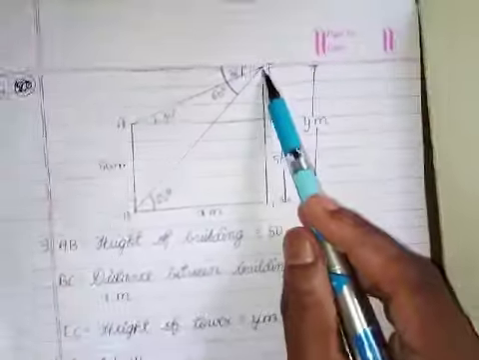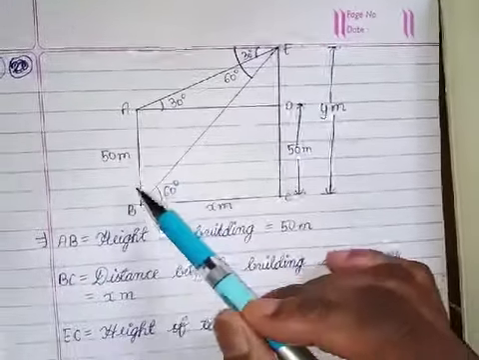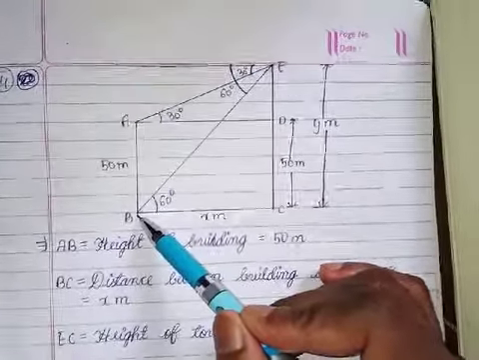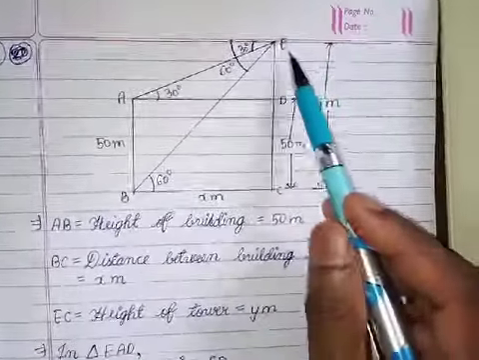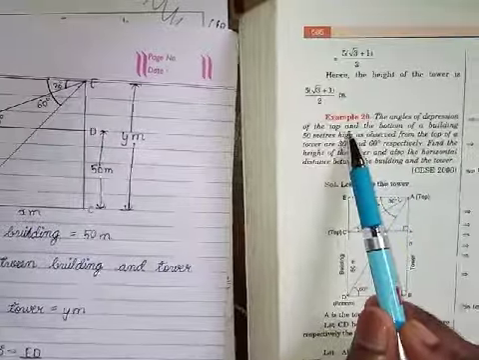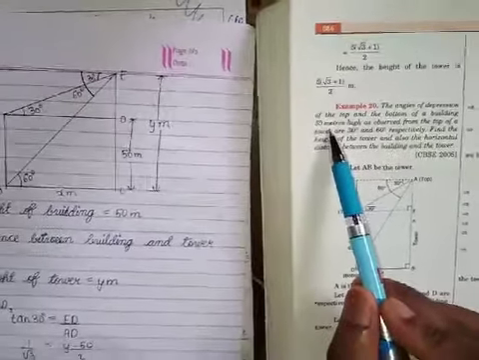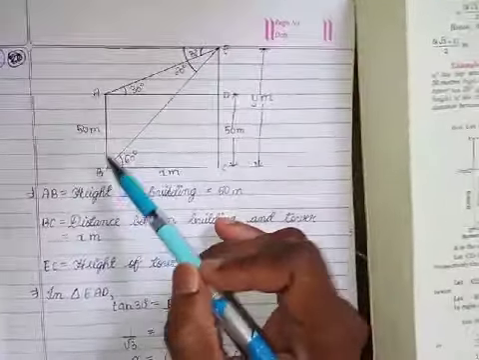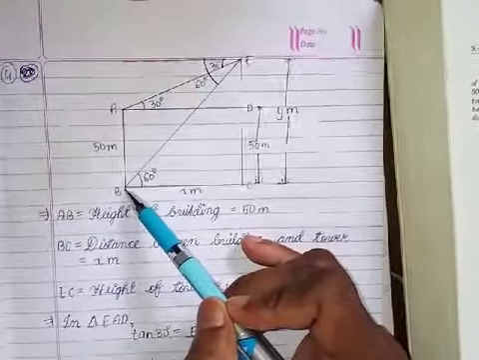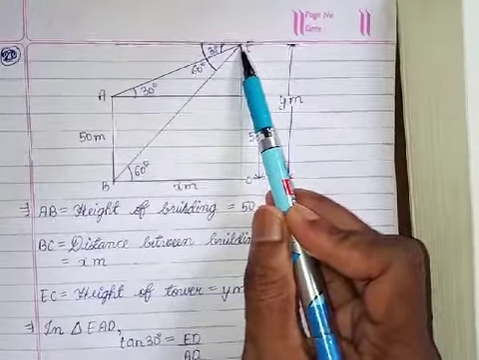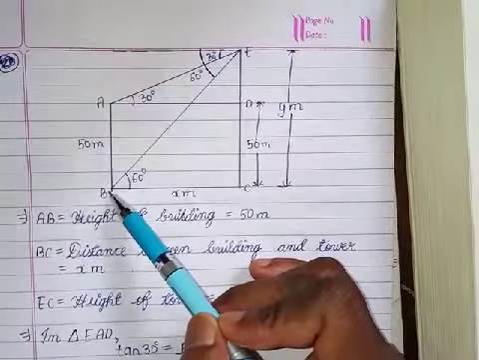It looks very simple. Observe from this point, it is the top and the bottom of the tower. The angle of depression of the top and the bottom of a building, 50-meter high, as observed from the top of the tower. This is the 50-meter high building, the top and the bottom of it, observed from the top of the tower. This is found to be 30 degrees and 60 degrees.